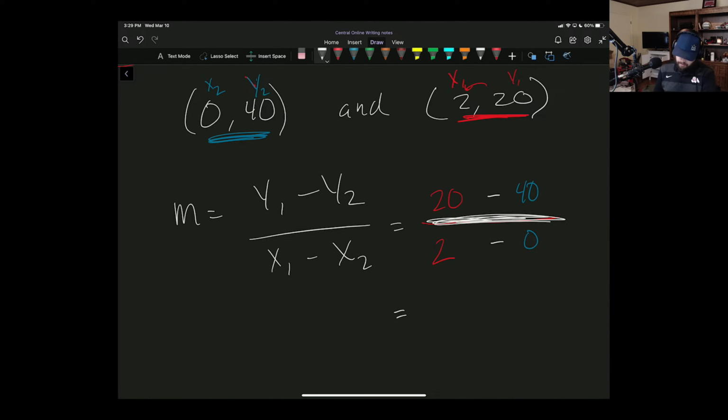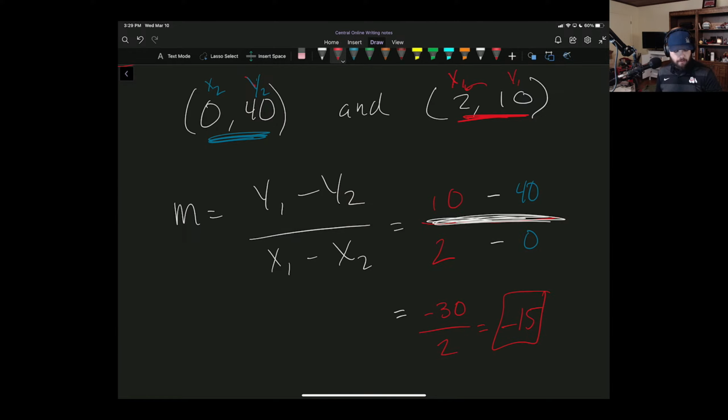Oh, sorry, I was looking at the wrong point. This is not 220. This is going to be 210. That's what I meant to write. So we have to change this up just a little bit. This is 10 here. So we have 10 minus 40, which is negative 30, and 2 minus 0 is 2. Negative 30 divided by 2 is negative 15. So our slope for this problem is negative 15.